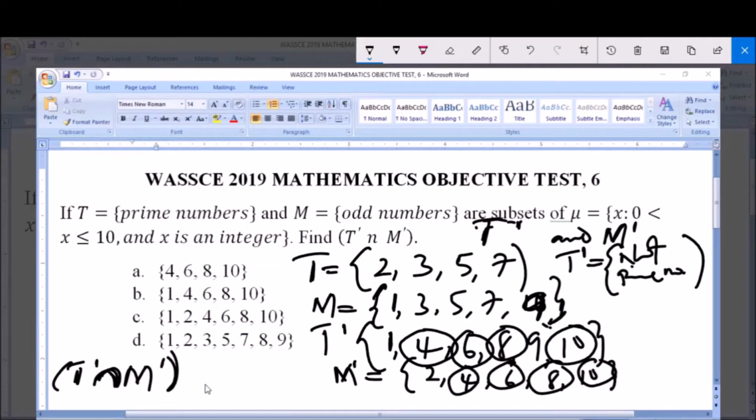So T prime intersection M prime gives you 4, 6, 8, and 10, according to how we map them out. So the answer to this particular question is option A, 4, 6, 8, 10. These are the values that can be found in both T prime and M prime.